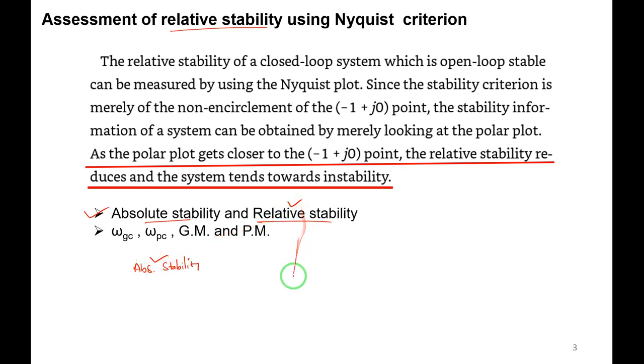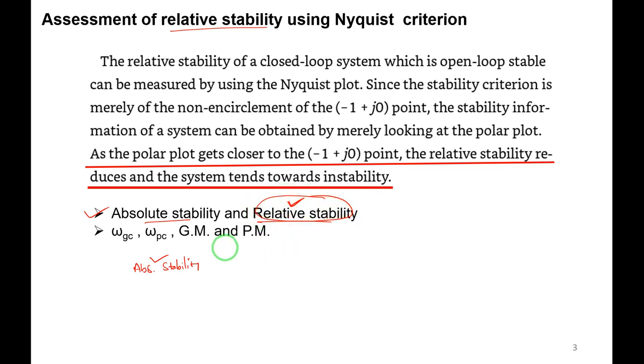Whereas in relative stability, the system is already stable. There is no question of instability at all. To what extent or to what degree the system is stable, whether it is less stable or more stable, only that matters here. Relative stable systems are already stable systems only, please keep that in mind. The only question that remains is the degree of stability.